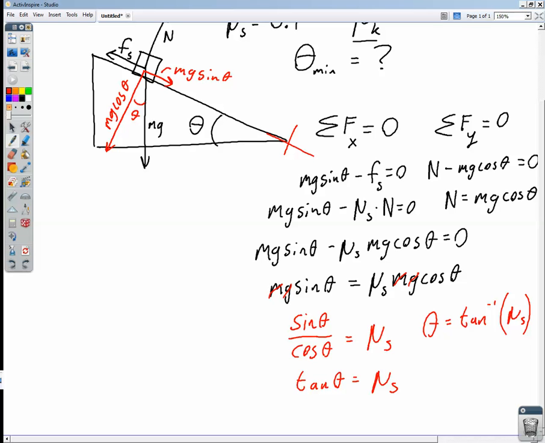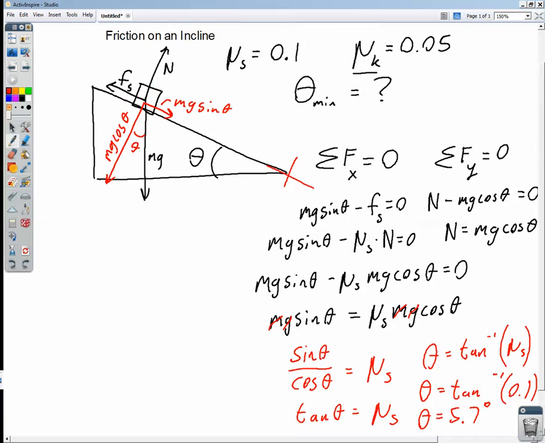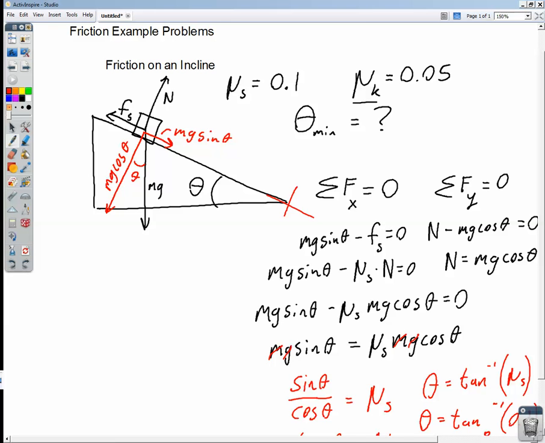So if we plug our numbers in, we have theta is equal to the inverse tangent of 0.1. And putting that in the calculator, let's see what we get. I get an angle theta equals 5.7 degrees. So that is not a very steep slope. And it makes sense because when we look back at the coefficient of static friction, 0.1, that is a pretty low coefficient of static friction. We are talking about skis on snow, waxed skis on snow, actually. And so it makes sense that our theta would be pretty small.